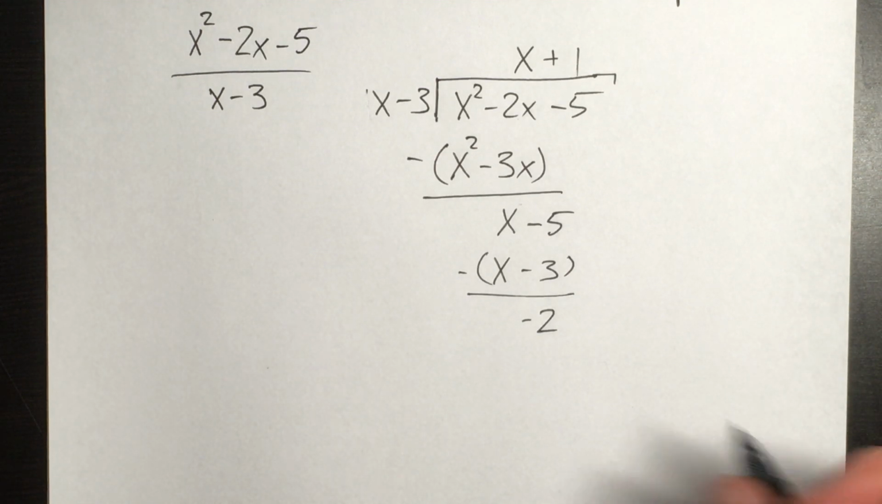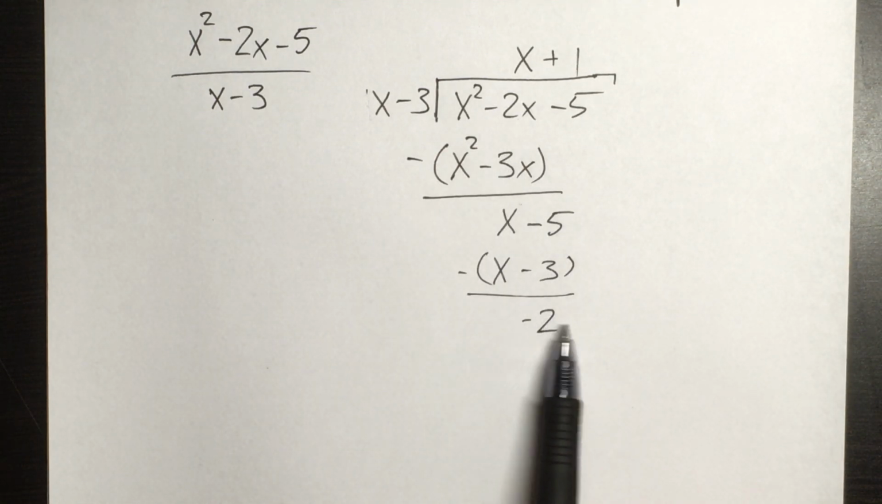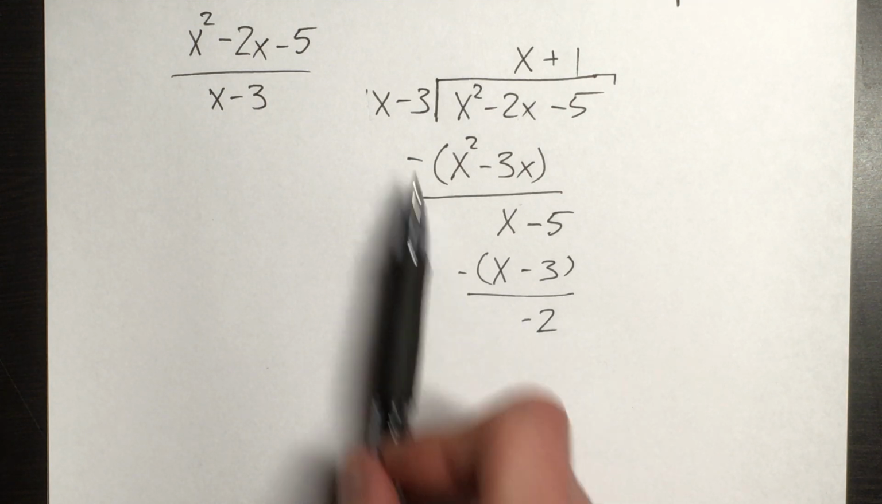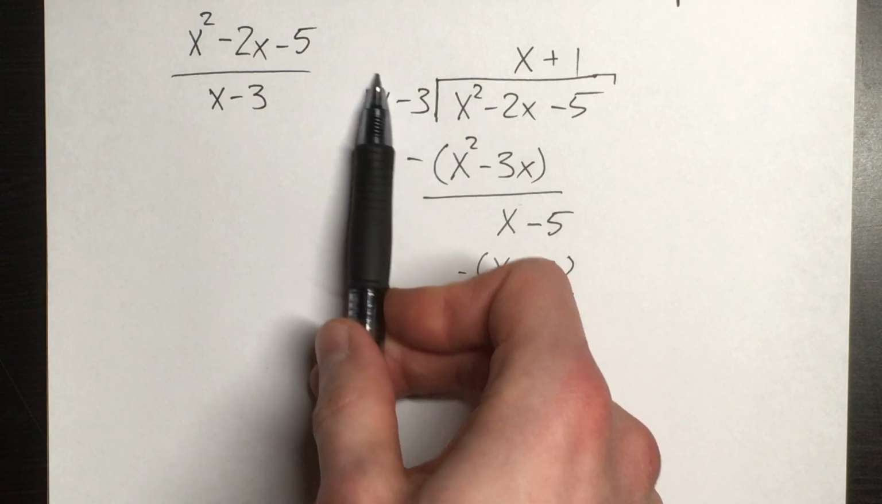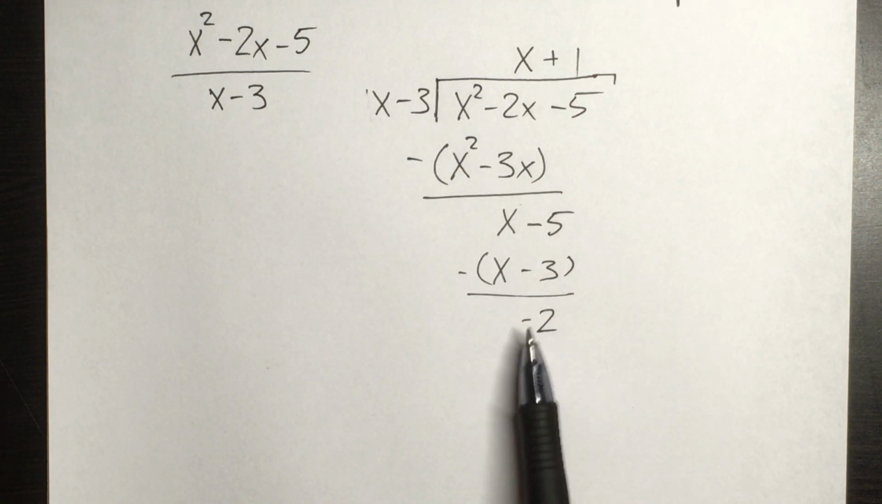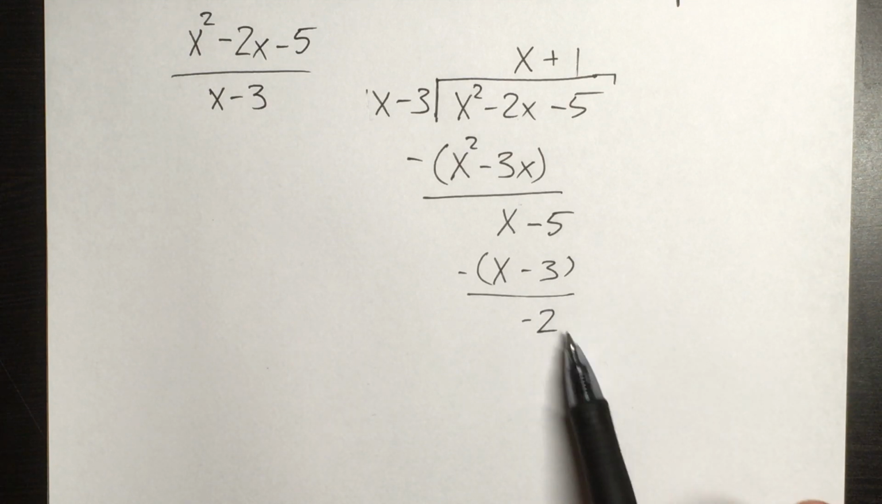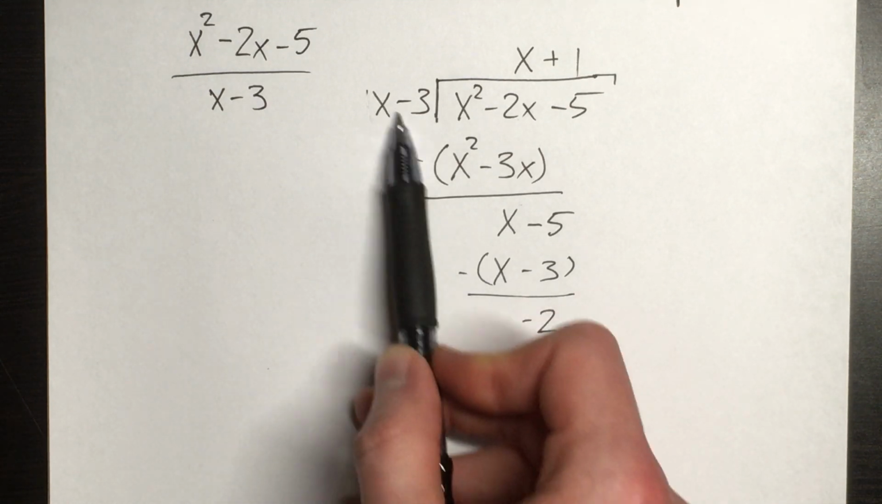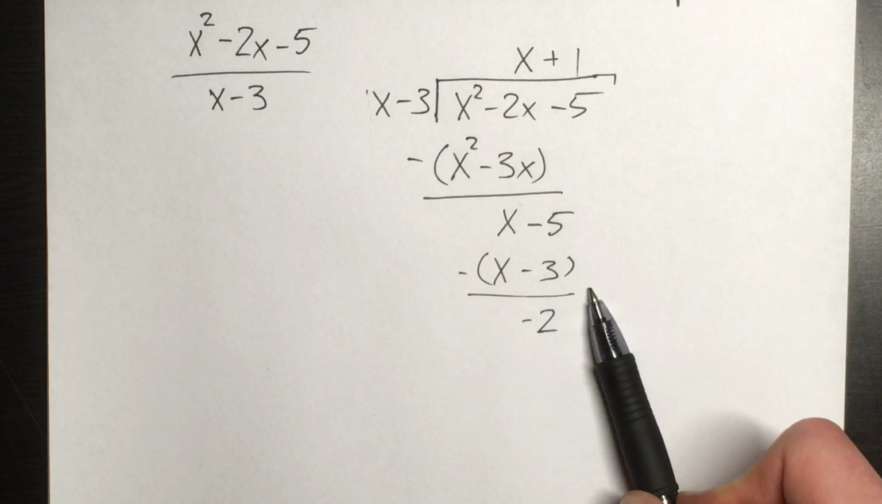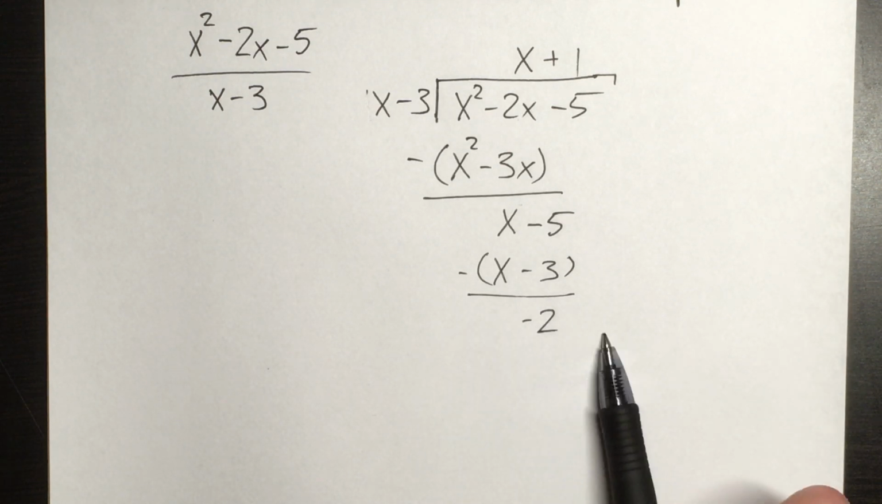And here we've reached a point where this power is now lower than this one, because here we have an x to the 1, and here we don't have an x at all. You can think of it as x to the 0, so it's just a 1 somewhere. There's no x here, but there is a 1 here. And what that basically means is that we move into a remainder.